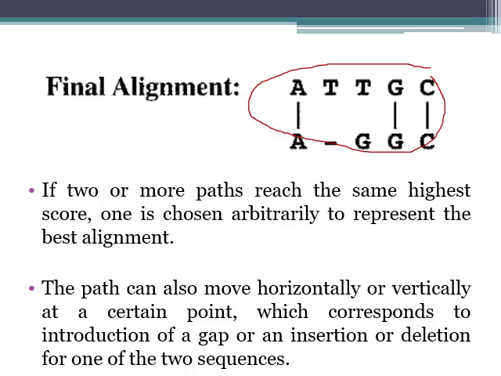If two or more paths reach the same highest score, one is chosen arbitrarily to represent the best alignment. The path can also move horizontally or vertically at a certain point, which corresponds to the introduction of a gap, or insertion or deletion, for one of the two sequences. So whenever you move horizontally or vertically, you have to provide a gap in either of the sequences, and thereby we can get the optimum alignment.